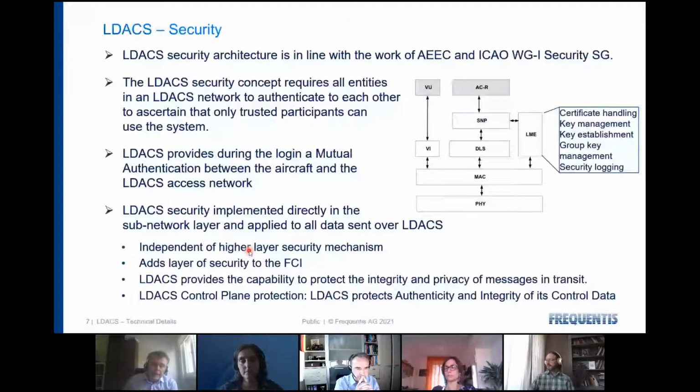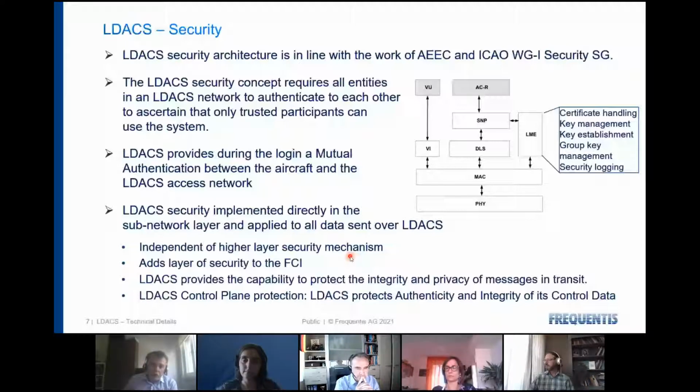The LDACS security is implemented on the subnetwork layer and is applied to all data sent over the LDACS. So that means it is an independent security mechanism, independent of the higher layer. It adds an additional layer of security on the future communication infrastructure. It provides the capability to protect the integrity and privacy of messages in transit. This is optional, since for ATC this is done end-to-end by DTLS in the upper layers.